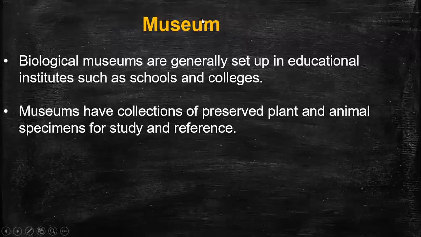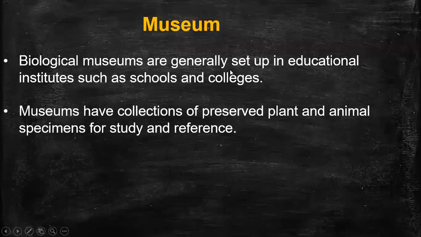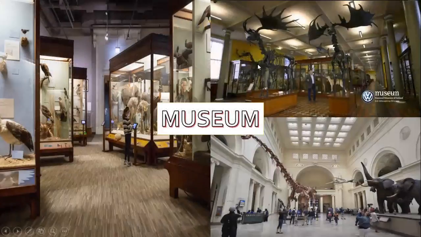Museum. Biological museums are set up in educational institutes such as schools and colleges. They have collections of preserved plant and animal species. Both plant and animal specimens are found there for future reference. This is a museum. Look, you can see the animal and plant specimens. They are well protected there.